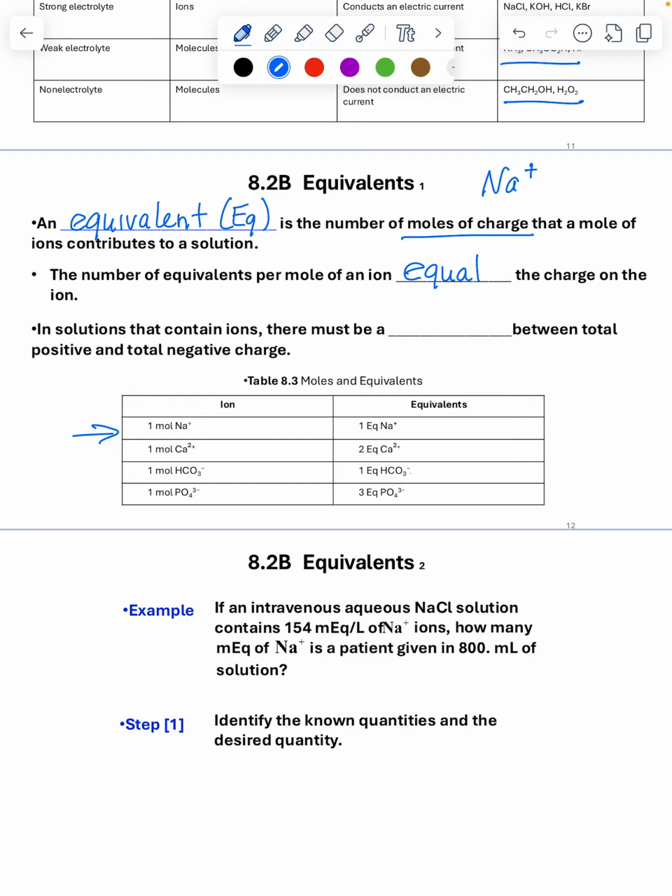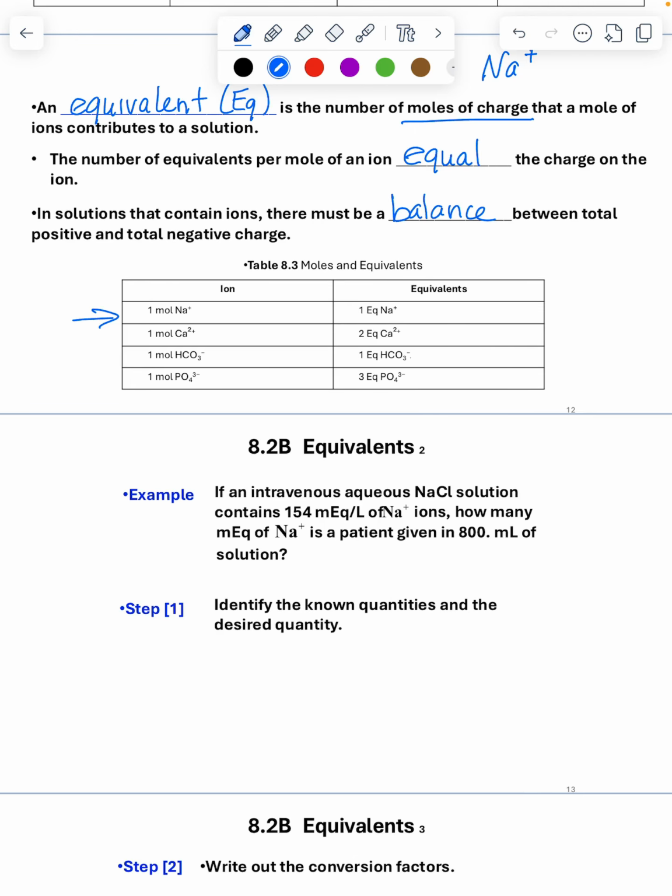So in solutions that contain ions, there must be a balance between the total positive and total negative charge. And so we can use this idea of equivalence to actually solve some problems. And so let's look at an example. It says if you have an intravenous aqueous sodium chloride solution and it contains 154 milliequivalents per liter of sodium ions, well, how many milliequivalents of sodium ions is a patient given in 800 milliliters of solution?